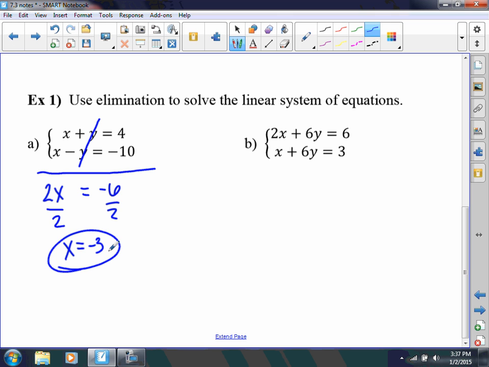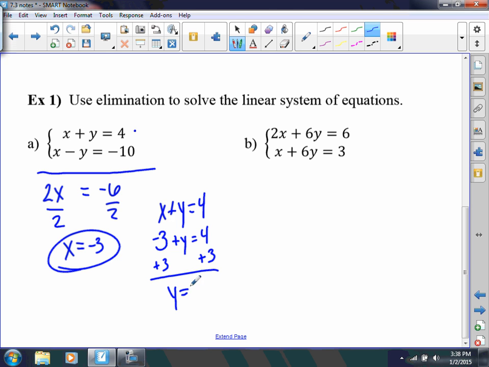Now, to find out what y is, let me erase this little mark here where I eliminated the y's. I'm going to take this value for x and I'm going to substitute it back into either one of these equations, whichever one you think is easier. I'm going to put it into the top one. So I'll have x plus y equals 4, and x was negative 3 plus y equals 4. So when I add the 3 over to the other side, y will equal 7. So now my answer is negative 3, 7.